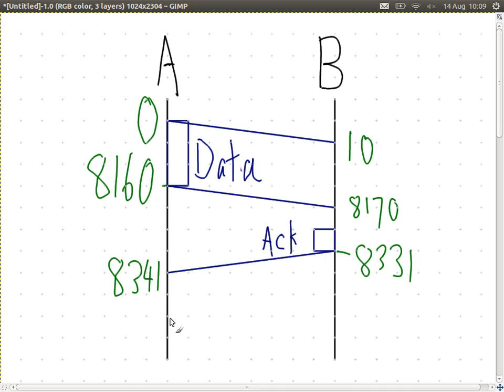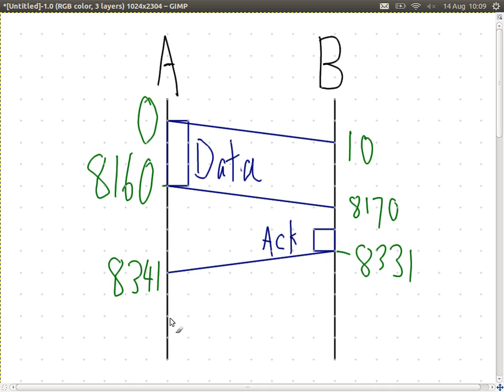Remember, we're using stop and wait flow controls. Send the data, stop and wait for an ACK to come back. So A sends the first data frame. The question said that we had 3,000 bytes to send. The first frame contains just 1,000 bytes. So we have 2,000 left to send. But A is not allowed to send the next data frame until it receives the ACK back.